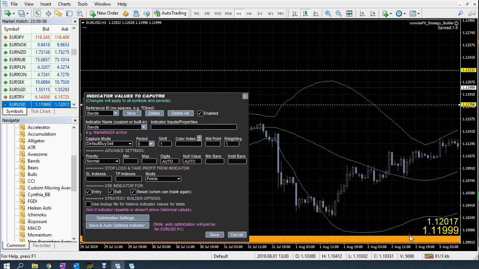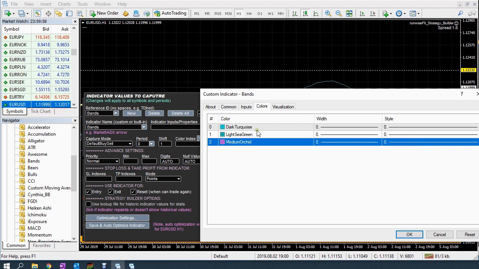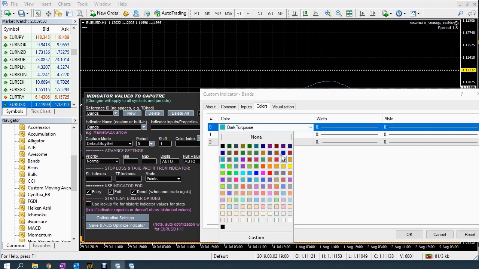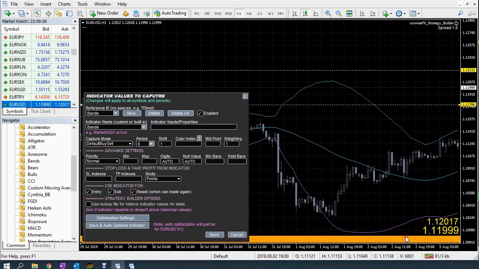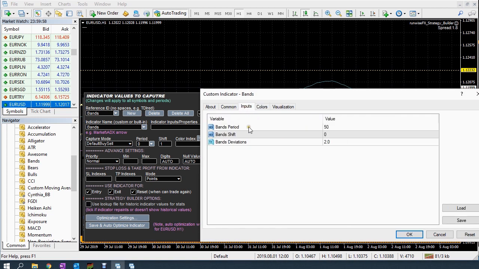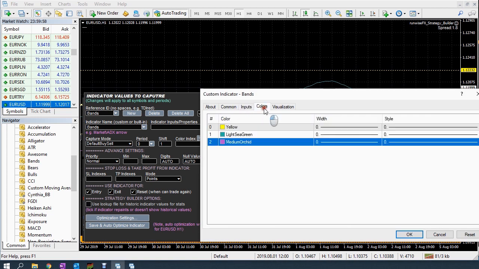Okay, so right, actually the indexes we're interested in are 1 and 2. So 0, let's make that a slightly different colour altogether. The 0 we're not interested in, we're just interested in it closing below. Also, I did change the period to 50, and we'll talk about that in a moment.